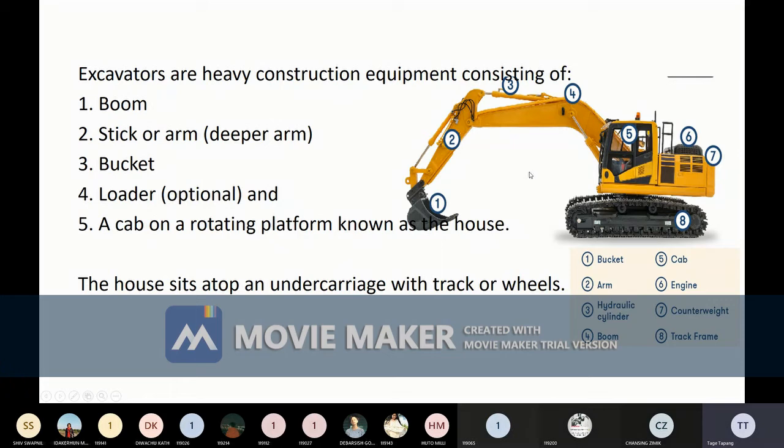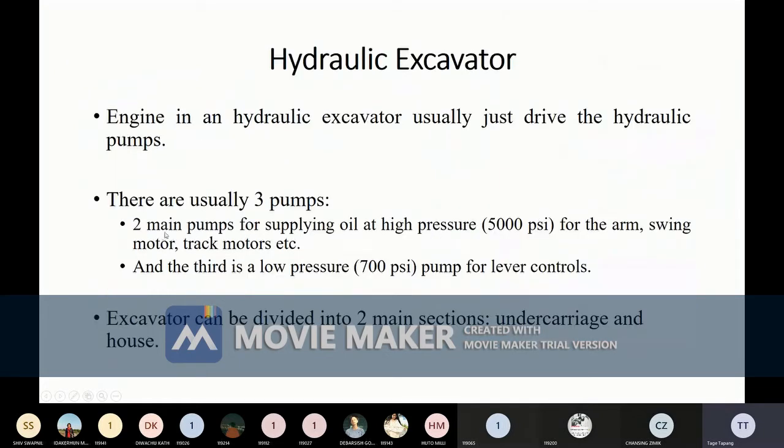Also, to move this in Z direction, in order to swing this, we are using that, and also in order to run the motors of the tracks. Whatever power is required to run the tracks is also provided by the two main pumps. You see, the two main pumps are for the arm, swing motor (swing motor means to move in Z direction), and track motors. So track motors are for running or operating the tracks.